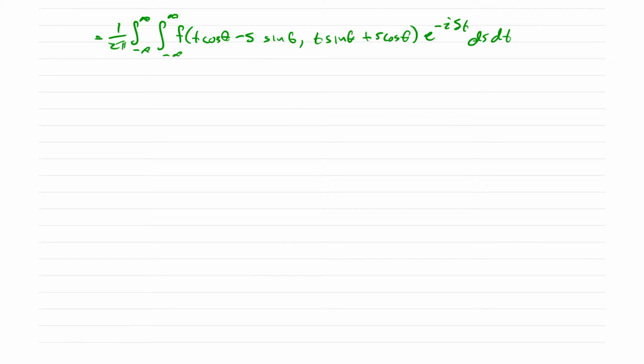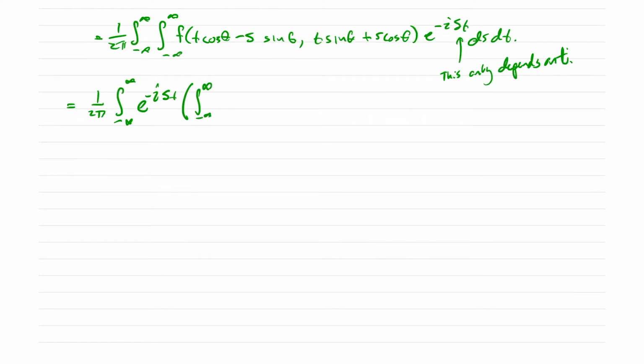Okay, so something we should notice is that this only depends on t, so I can go ahead and pull it out. So this is the integral of 1 over 2 pi, integral from negative infinity to infinity, of e to the minus i s t times the integral from minus infinity to infinity of f of (t cosine of theta minus s sine of theta, t sine of theta plus s cosine of theta). Boom. And this integral is ds and dt.